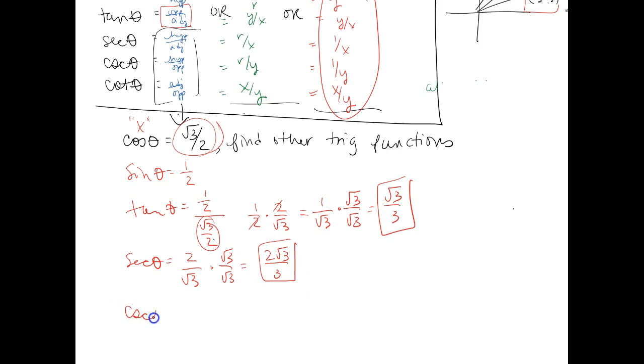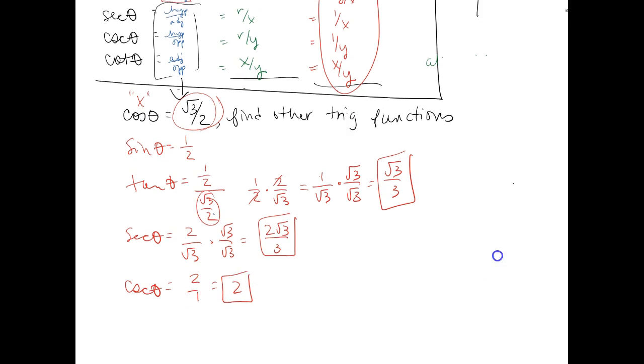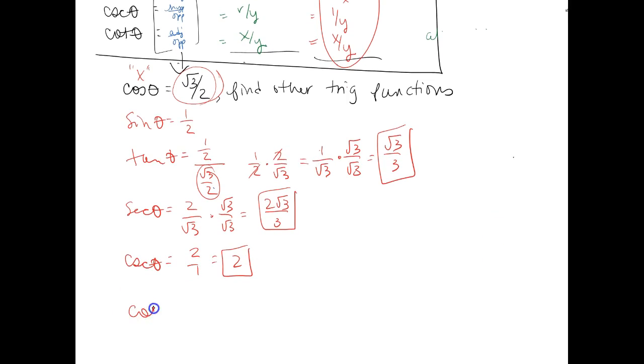Okay, cosecant, we're going to take the sine value and flip that. Now that was a 1/2, and when I flip that, it's just 2 over 1, or 2. And then cotangent was the x over the y. So now I take this one on top over the y. I'm going to do that same trick. When dividing fractions, don't ask why, just flip the second and multiply. Those are gone, and it's just √3.